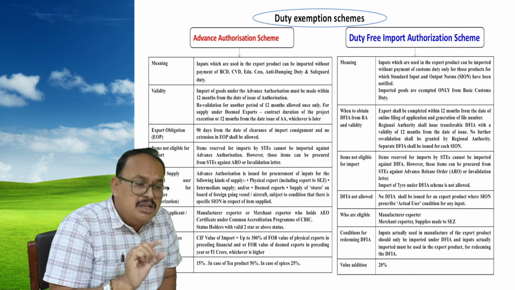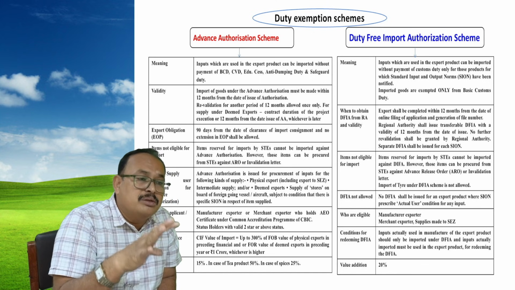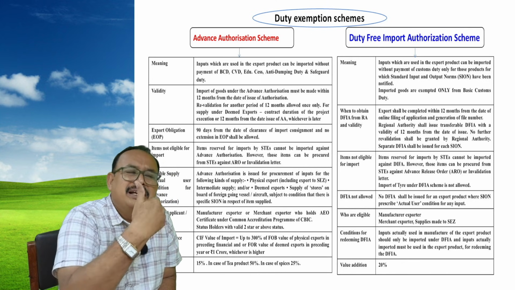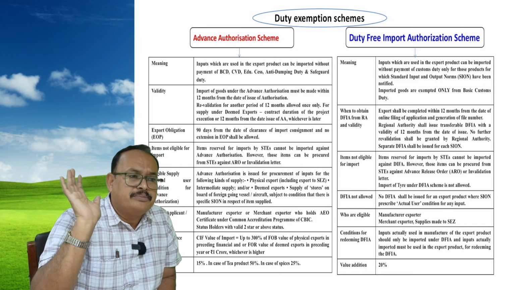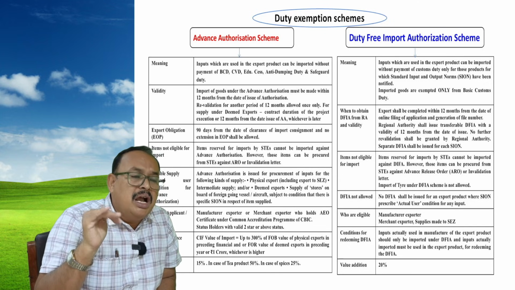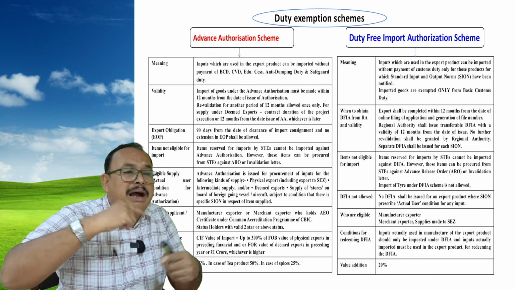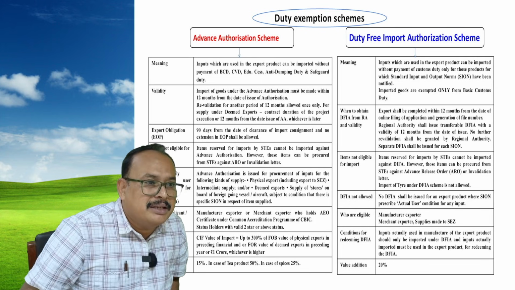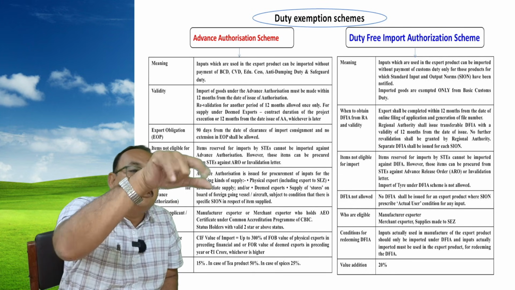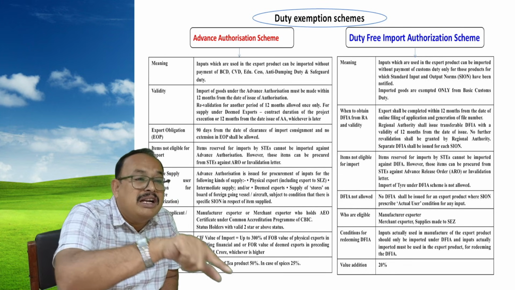Once you import the goods, pay the import duty, BCD, IGST or any other duties you have to pay. Import the goods, the raw material, manufacture it, export it. Then only you are eligible for DFIA if you want the DFIA scheme.